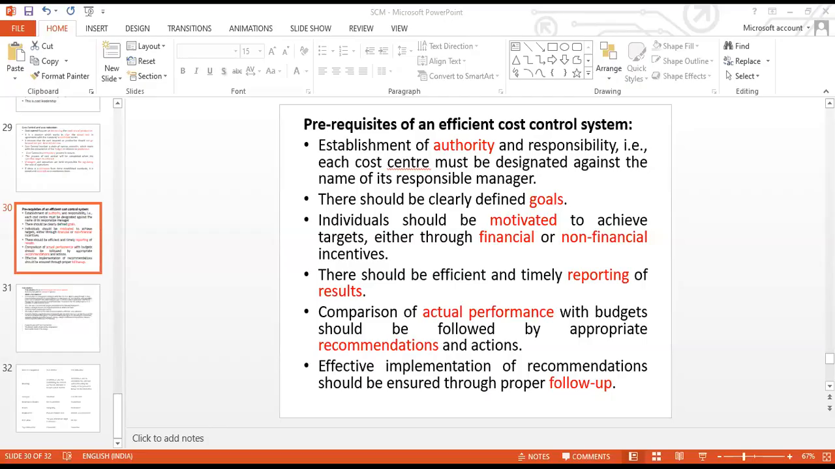In the last lecture, we studied what strategic cost management is and how it is different from cost accounting. We also studied what is meant by cost management, and how it is different from management accounting. We discussed cost accounting, management accounting, and financial accounting.